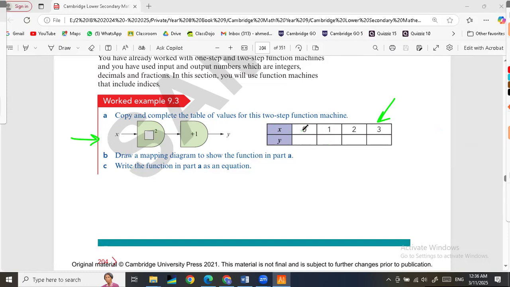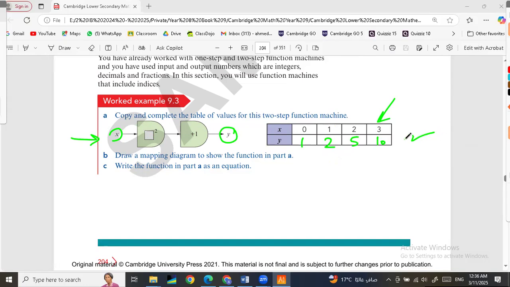So here, when x is 0, what happens to the x until I reach the y? This is my final destination. I'm going to take the x, square it, then add 1 to it. So 0 squared is just 0. Add 1 to it, it becomes 1. Then when x is 1, 1 squared is 1. Add 1 to it, it becomes 2. Then 2, 2 squared is 4. Add 1 to it, it becomes 5. 3 squared becomes 9. 9 plus 1 becomes 10. And now I've got the table of values completed.